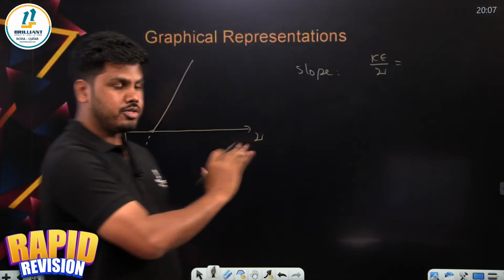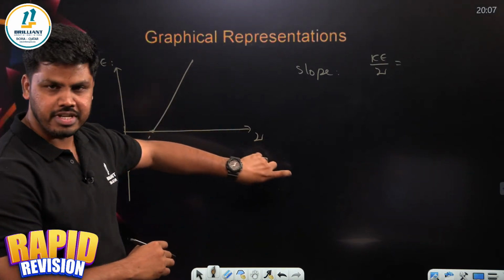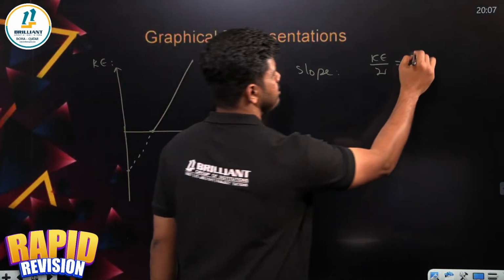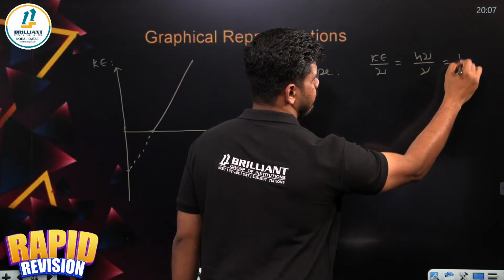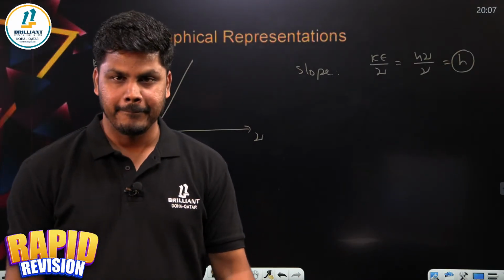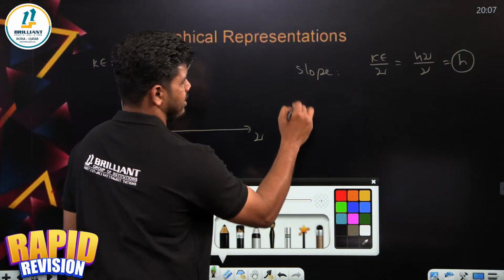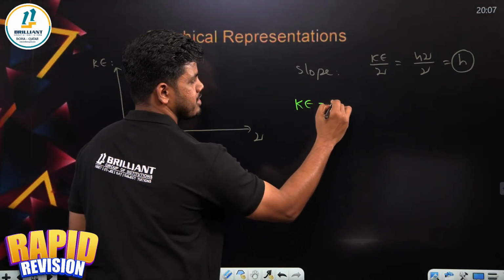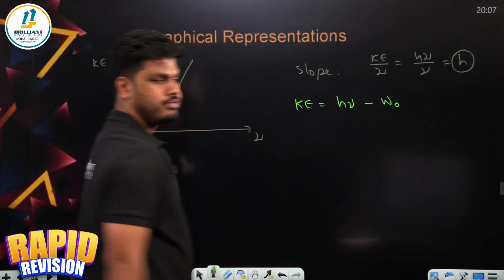Slope is always the change in y-axis by the change in x-axis. If you represent energy as h nu, divided by nu, the nu gets cancelled. We will get h as the slope of the graph. Or otherwise, we can write Einstein's kinetic energy equation as h nu minus work function.